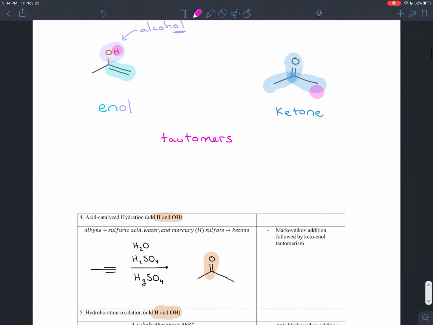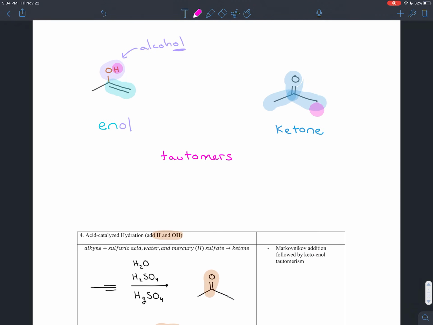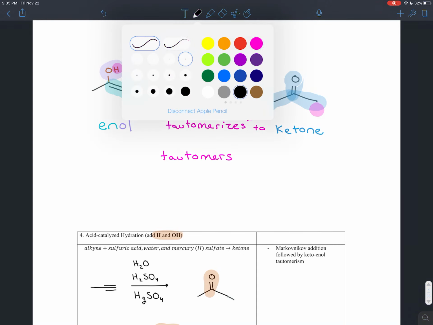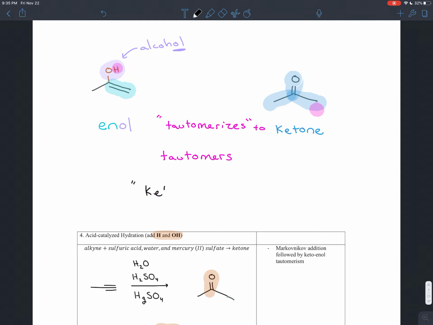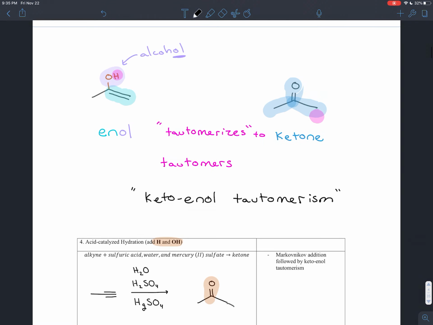So, when you do these hydration reactions, the first thing that you get is an enol, but then that tautomerizes. It changes the position of one hydrogen to give a ketone. And so the whole process is called keto, for ketone, enol tautomerism. It's a really important term that can kind of just be thrown around, and you should know what it means. It'll come back in organic chemistry too.